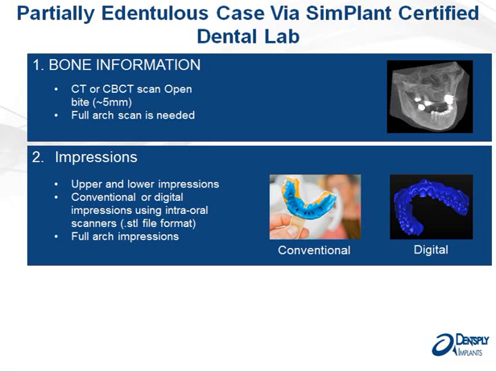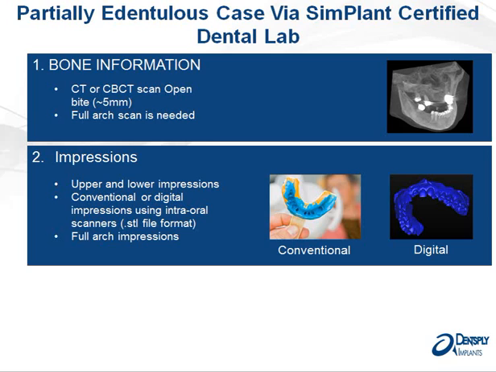Now, for a partially edentulous case, all you need to send your certified lab is two pieces of information. The first one is bone information in the form of a CT or a CBCT scan in the DICOM format, and number two, impressions, basically business as usual, upper and lower. It can either be a conventional impression or a digital impression using an intraoral scanner.